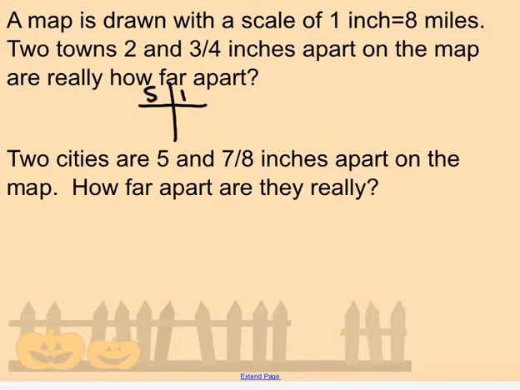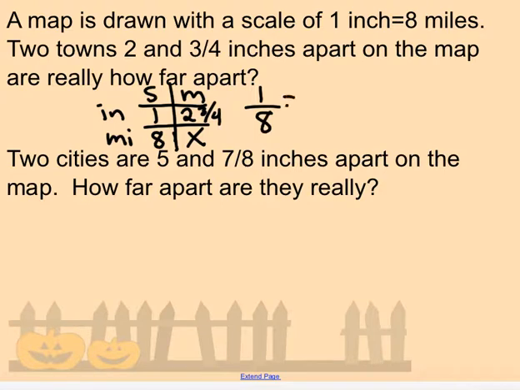We have our scale and our measure, and our ratio is 1 inch on the map to 8 miles in reality. We are given information about the drawing, so 2 3/4 inches. But we don't know how far it is in reality. So let's set up a proportion. 1 to 8 is equal to 2 3/4 over x.